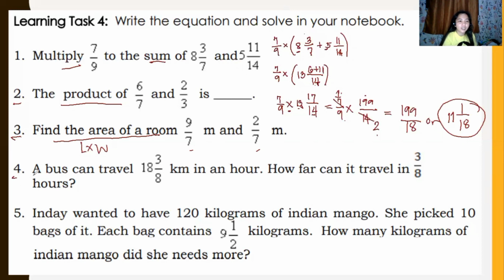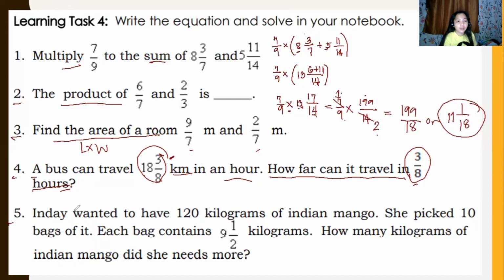And in number 4, a bus can travel 18 and 3/8 kilometer in 1 hour. Sa loob ng isang oras, ito ang kanyang natatakbo. How far can it travel in 3/8 hours? So, wala pang isang oras. Ano? How far? Kung sa loob ng isang oras, ito yung kanyang natatakbo o natatravel. Paano kung we have 3/8 of an hour? Gaano kalayo yung mararating ng bus?